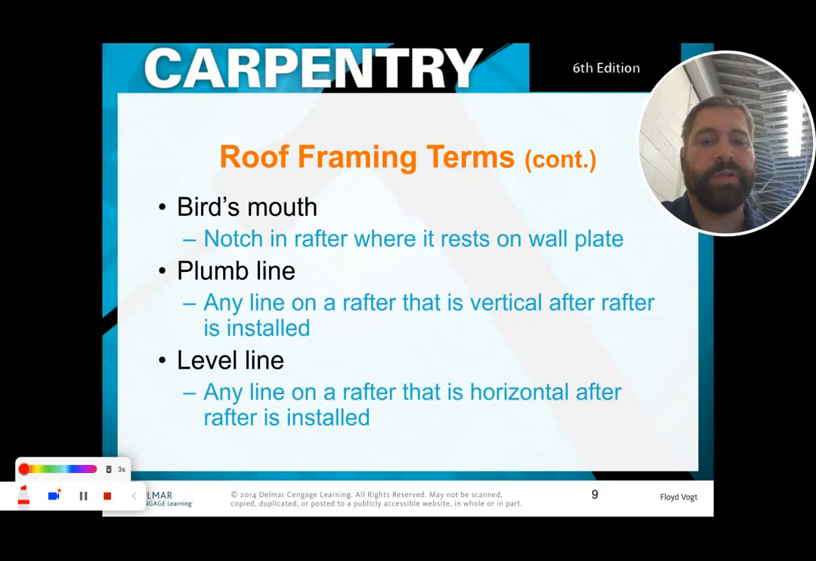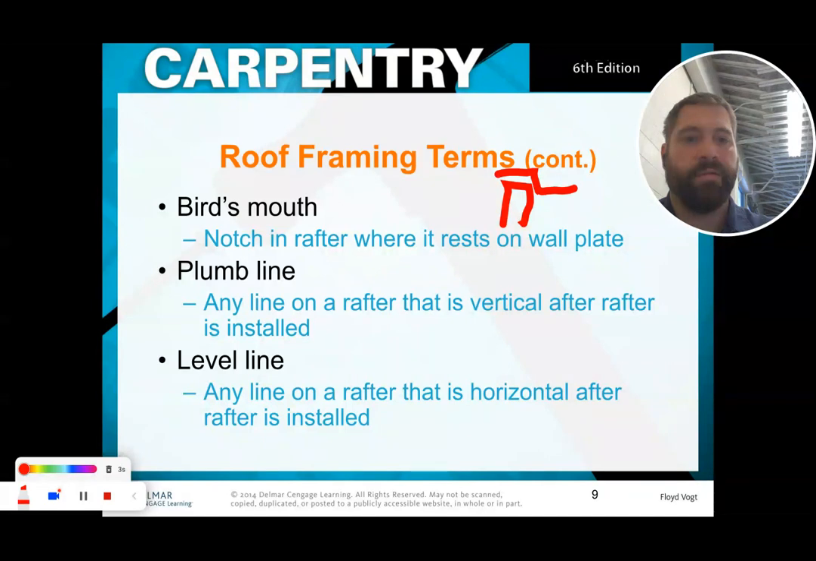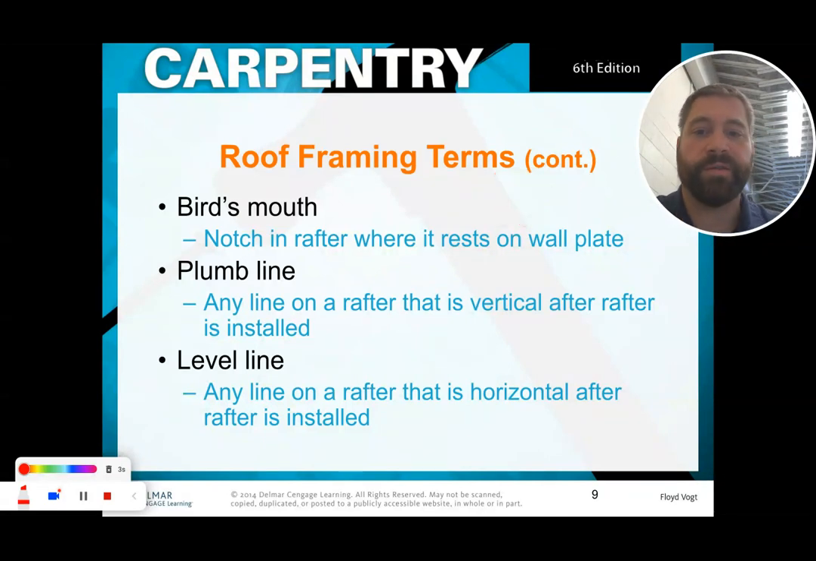More roof framing terms. So a bird's mouth is a notch in a rafter where it rests on your wall plate. And this will look, if this is your wall, the bird's mouth is cut like this, but it goes around it. Kind of a bad picture, but as you know, I'm not an artist.